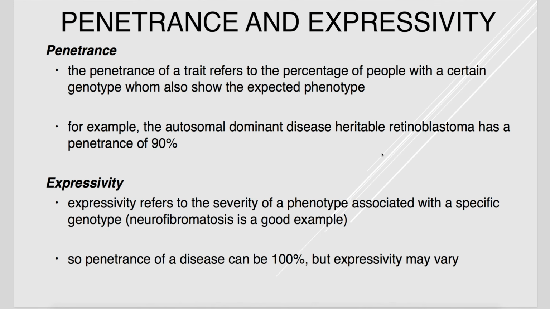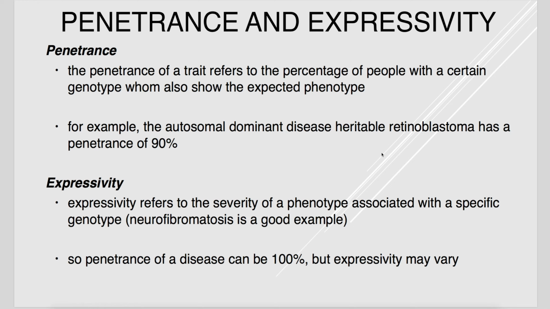Okay, then we talked about penetrance and expressivity. So penetrance refers to the percentage of people with a specific genotype who actually show the phenotype. Okay, so autosomal dominant diseases are diseases in which if you get one bad copy of a gene, you expect to have the disease. However, in cases like heritable retinoblastoma, it has a penetrance of 90%. That means if you had 10 people that have the genotype for heritable retinoblastoma, they have the dominant allele, only 90% of them will actually get the cancer.